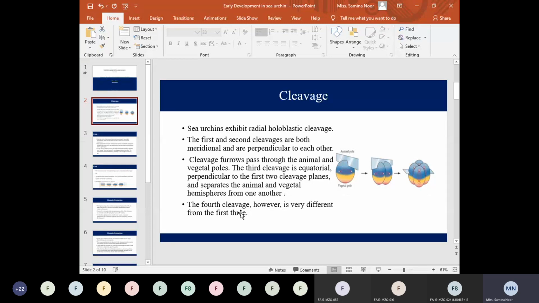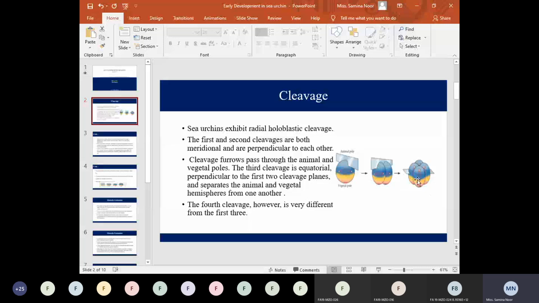In such kind of cleavage divisions, the first and second cleavage are both meridional and are perpendicular to each other. As you can see here, the first and the second cleavage are perpendicular to each other, and the cleavage furrows pass through the animal and the vegetal poles. And the third cleavage is equatorial. As you can see here, the cleavage furrow passes from the animal pole to the vegetal pole, and the third cleavage is equatorial, that is, horizontal in plane.